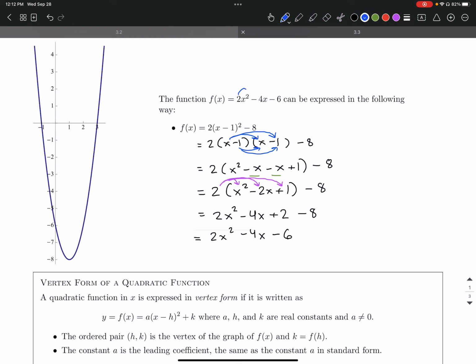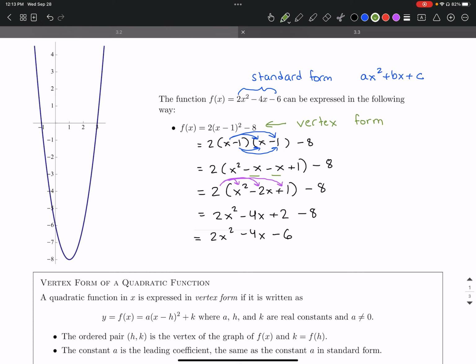What we started with, you may recall, is referred to as the standard form of a quadratic function, which is written as ax squared plus bx plus c. The form I just multiplied out, the 2 times (x minus 1) squared minus 8, is an alternate way to represent a quadratic function, and it is called vertex form.